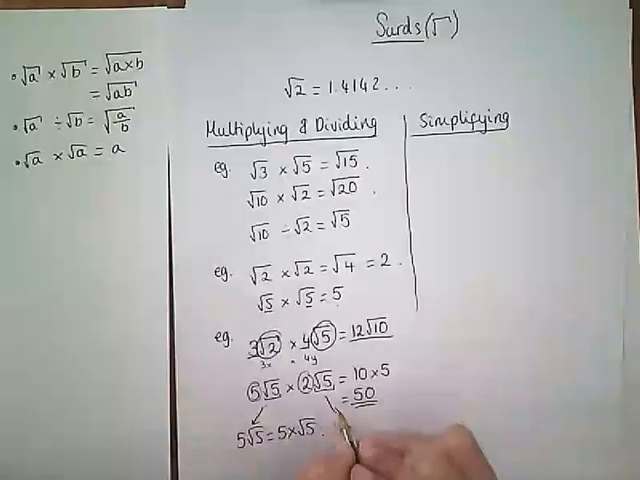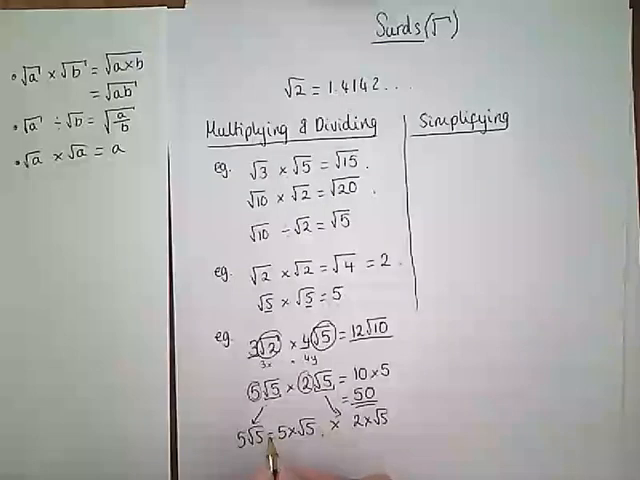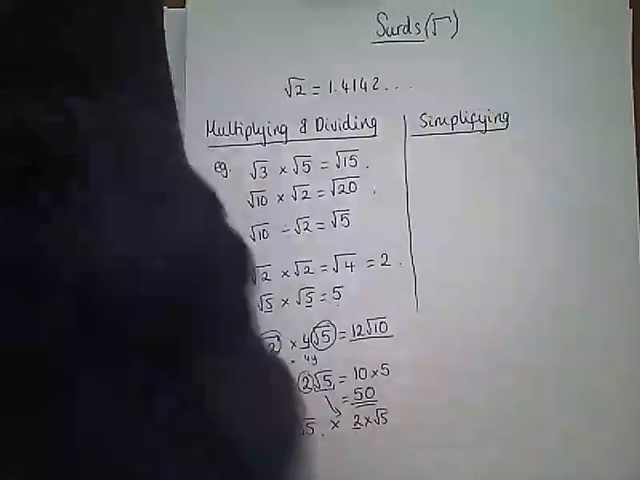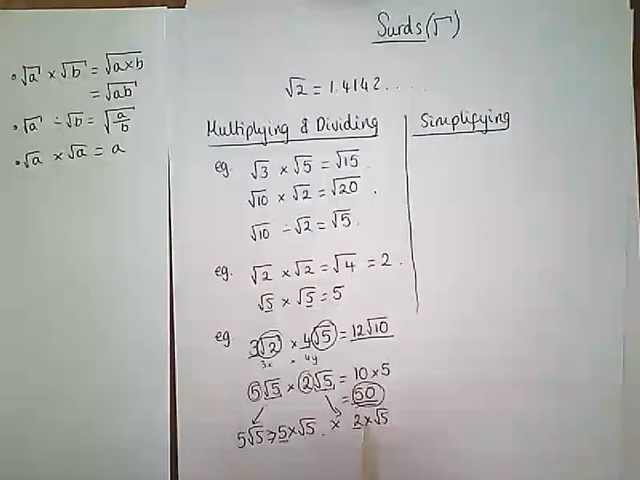This just means 2 times root 5, and if we're going to times them together, it doesn't matter what order we times them in. So we can do our two numbers first, and then our two roots, okay? And the answer becomes 50. Okay, hopefully that makes sense.